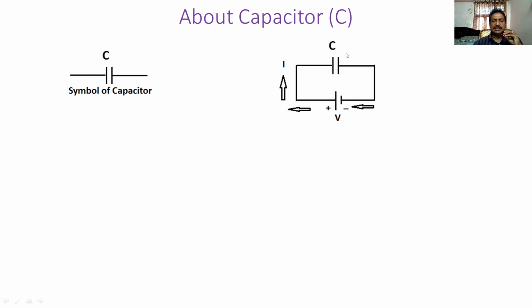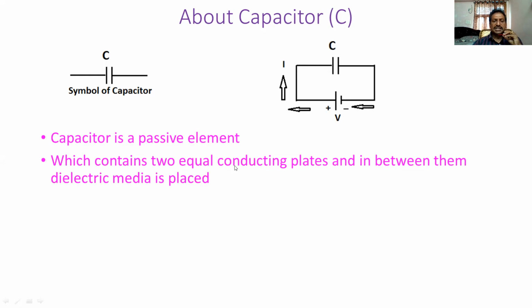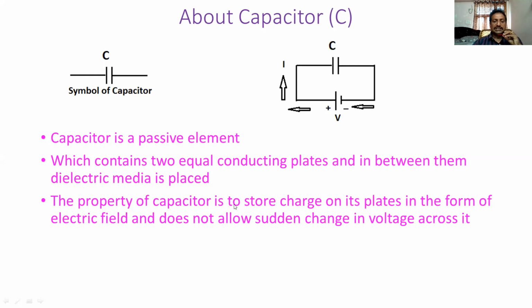When you connect it to the circuit supply, current will go to the capacitor. Here you see that a capacitor is also a passive element, which contains two equal conducting plates with a dielectric media placed in between them. The property of a capacitor is to store charge on its plates in the form of electric field, and it does not allow sudden change in voltage across it. So there are two properties: it stores energy in the form of electric lines of force, and it does not allow sudden change in voltage.